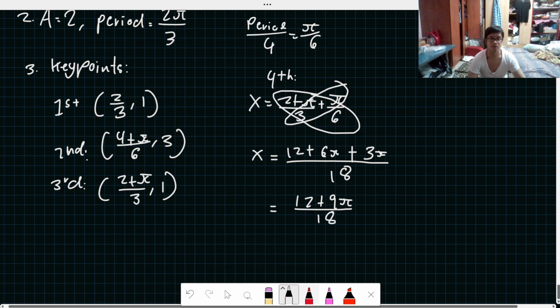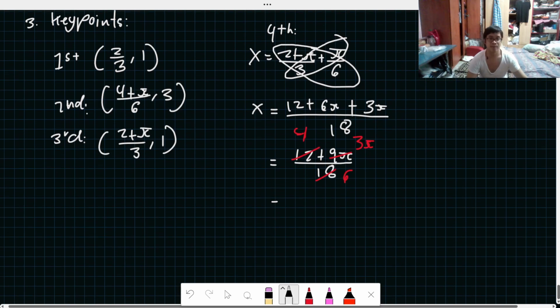Now, all of the terms here are divisible by 3. So 12 divided by 3 is 4. 9 pi divided by 3 is 3 pi. And 18 divided by 3 is 6. So that means you have a simplified answer of 4 plus 3 pi all over 6. Right? So that is your x.